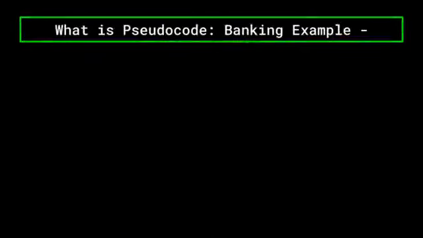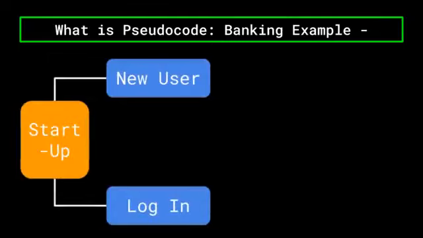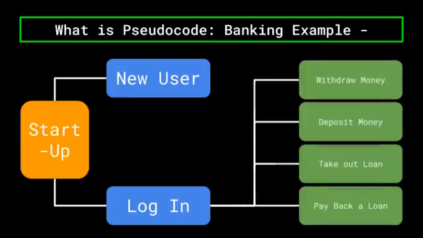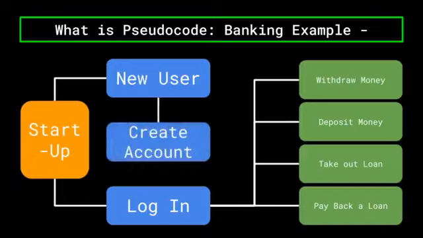Say you're making a banking interface, and on startup, you want the user to initially have 2 options. They can set up a new account or log into an existing account. From there, if they log into their account, then you want them to have the functionality to withdraw money, deposit money, take out a loan, or pay back a loan. If they decide to set up a new account, you want them to be able to create an account, store their information in a database, and then access all of the features that a returning member would have.